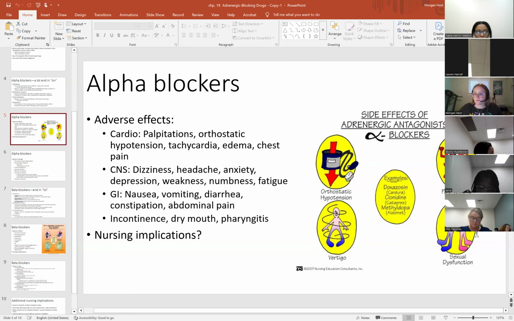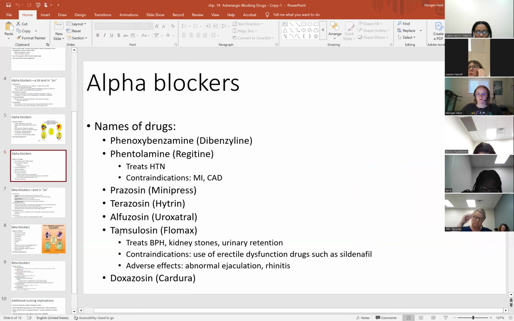Could you repeat the 3 medications? The Flomax, or the Tamsulosin, the Minipress or the Prazosin, or the Doxazosin or the Cardura. So those are the 3 I need you to know.